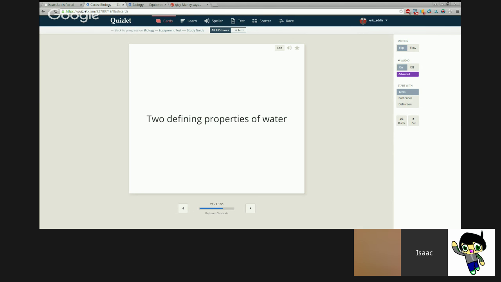Cohesion. That's correct. I forgot the other one. We use an adhesive to glue things together. Adhesion. Right. Can you guess the difference between the two?